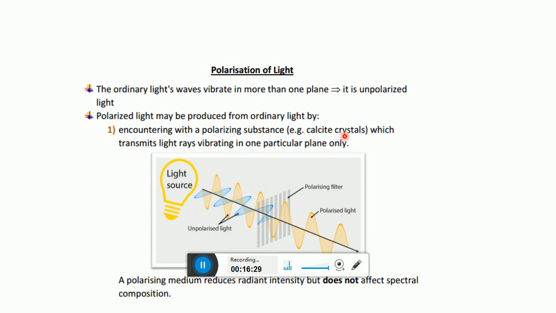They only transmit light rays which are vibrating in one particular plane. Thus only a portion of the incident light is transmitted onward and the emerging light is polarized. A polarizing medium reduces radiant intensity but does not affect spectral composition. Here you can see unpolarized light, and by a polarizing filter it becomes polarized light.